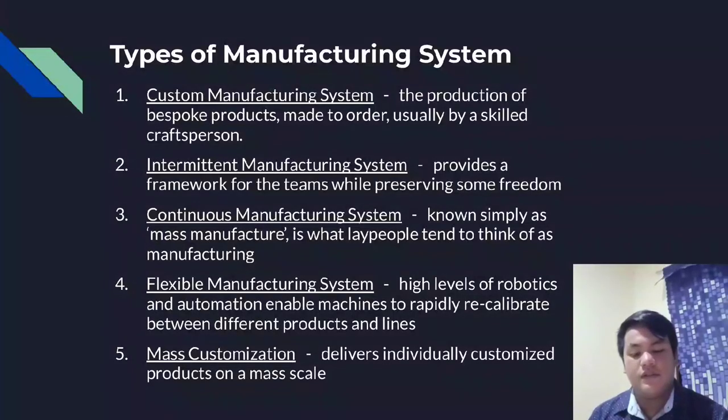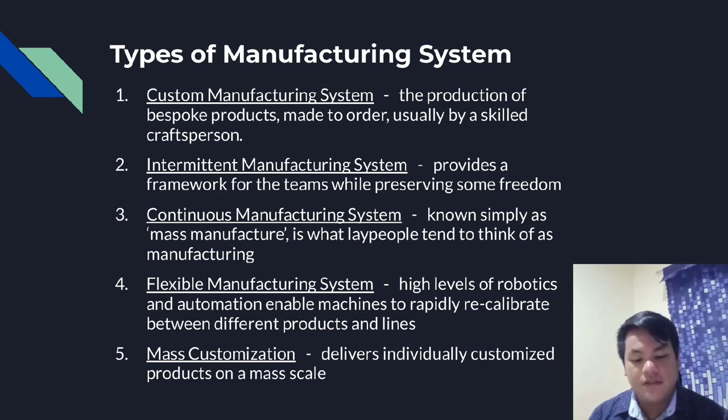Types of manufacturing system. Let's proceed to the manufacturing systems. Custom manufacturing systems describe the production of bespoke products made to order, usually by skilled craftspeople. It is a relative rarity in modern society. Usually, they make high-end variants of common products. Tailored suits, shoes, handmade furniture, and wedding cakes are all examples.